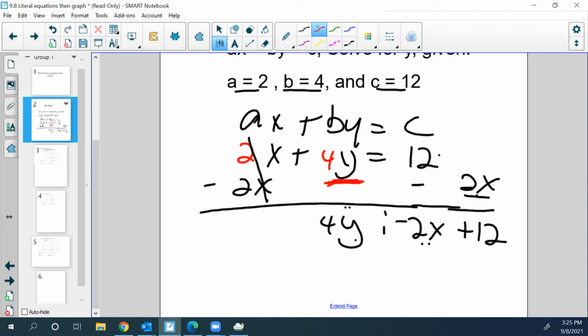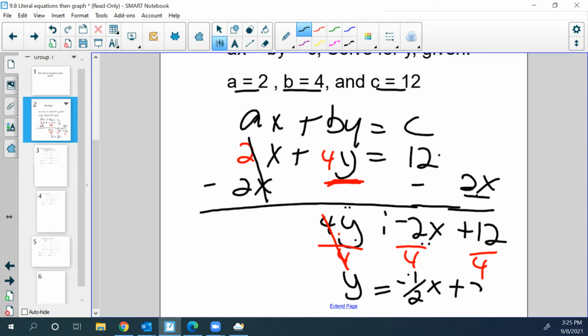But guess what? There's a 4 next to the y, and that is multiplication. So to cancel the 4, I'm going to divide by 4 on both sides of the equation. And so the 4 cancels out. I'm just left with y is equal to, now 2 divided by 4 is 1/2, so I'm going to get negative 1/2 x right there, plus 12 divided by 4 is 3. So my equation is y is equal to negative 1/2 x plus 3.